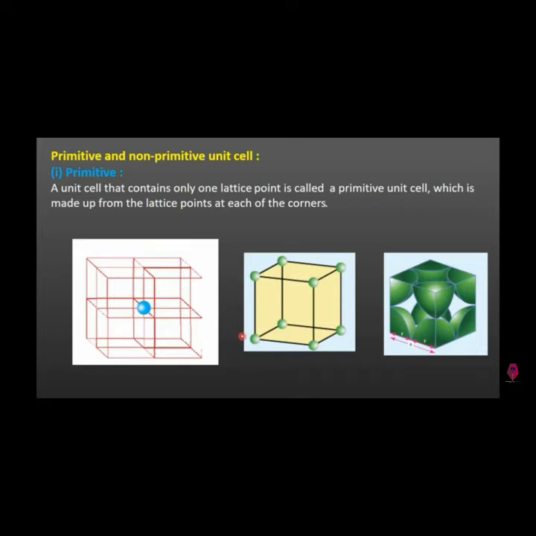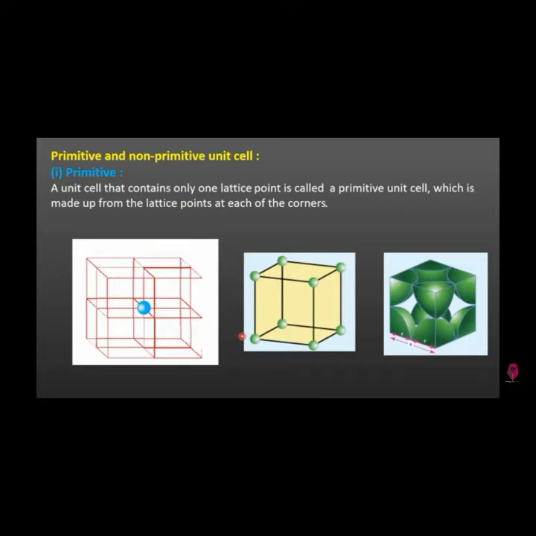For example, if we have only 3 points, using those 3 points we can frame a triangle. And if we have 4 points, meaning 4 lattice points, that is 4 atoms or 4 ions, using those we can frame a square. Similarly, if we have 8 points in hand, we can draw a simple cube.